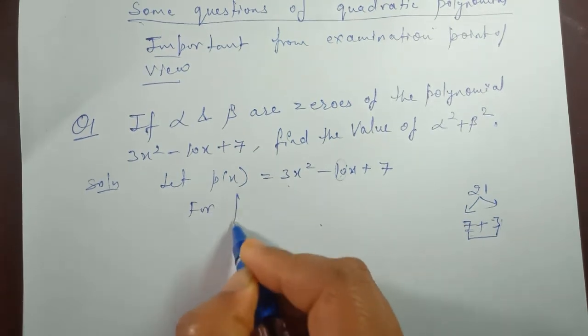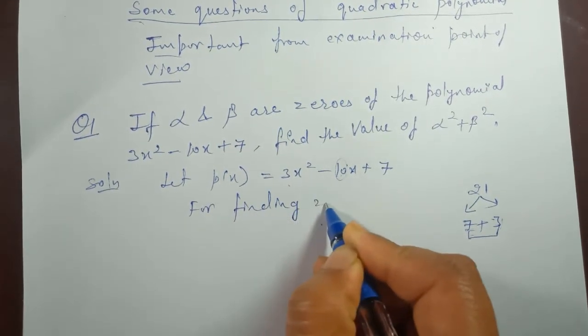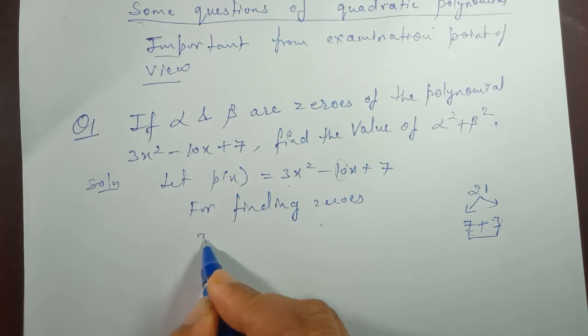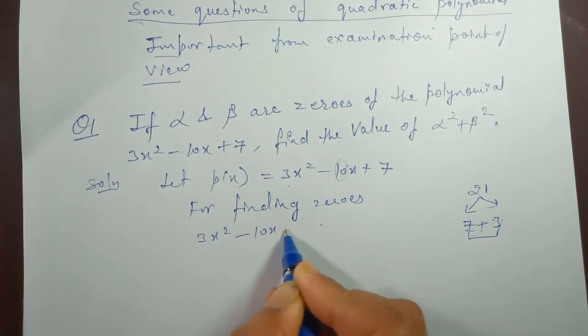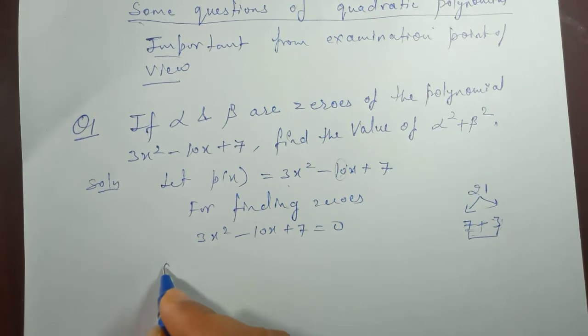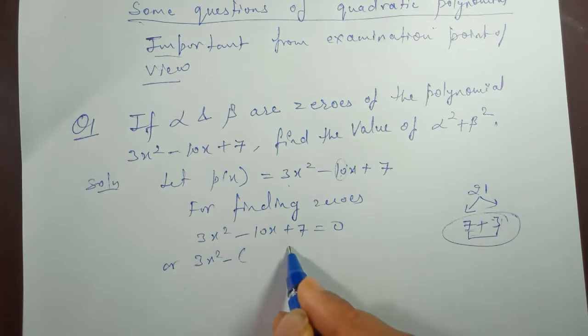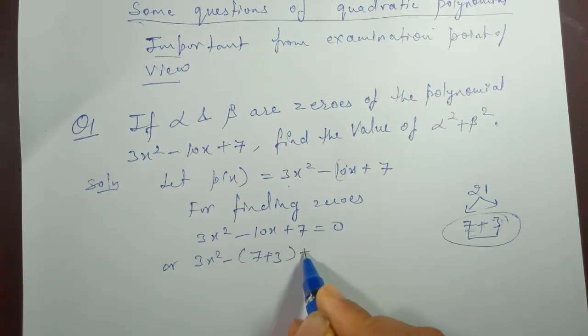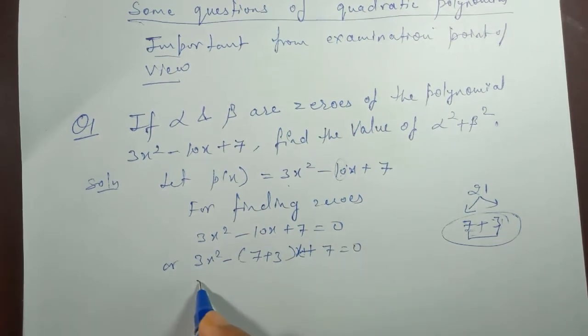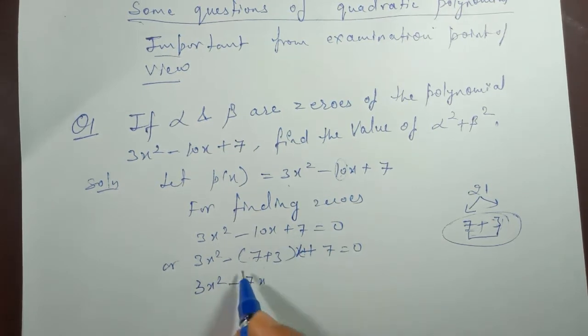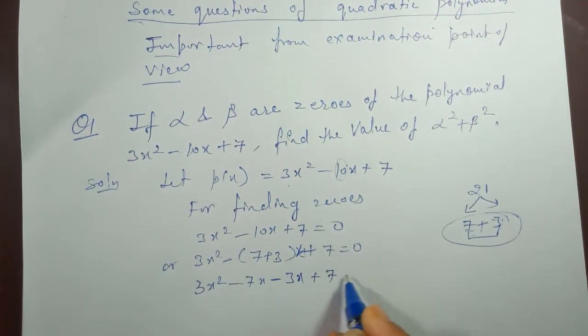Whenever we have to find the zeros of any quadratic polynomial, first of all we take it equal to 0. So 3x square, and now on the basis of these factors we split 10 as 7 plus 3: 3x square minus 7x minus 3x plus 7 equals 0. The sign of 3 is positive and here it is negative, so the different sign changes into minus: 3x plus 7 equal to 0.